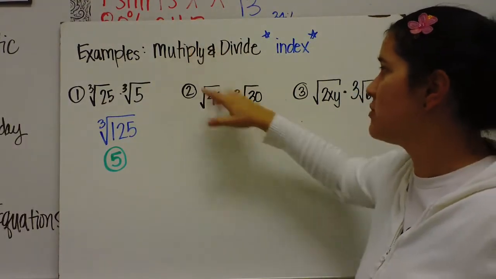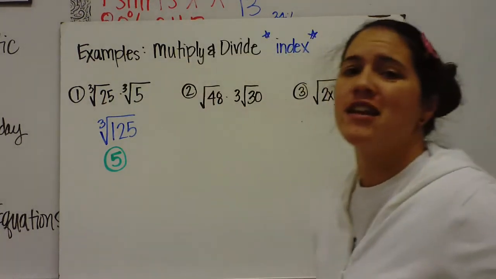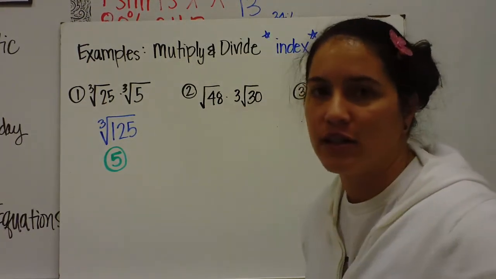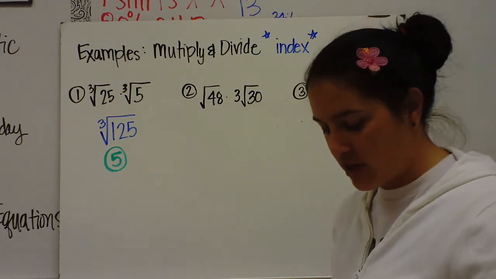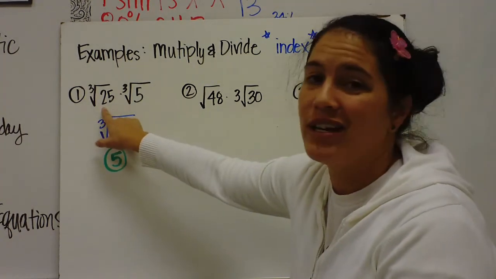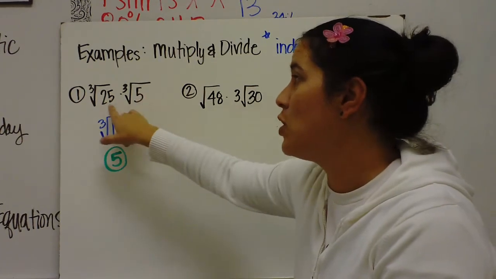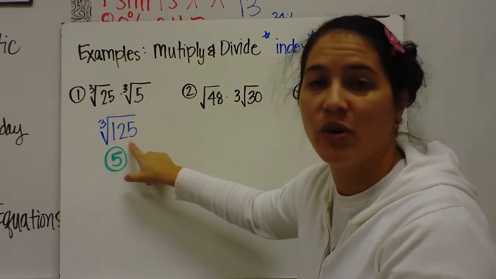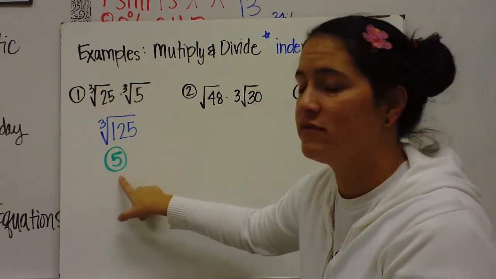Multiplying. Really, I'm just going to show you multiplying. Remember, your index has to be the same. The number under the radical doesn't matter as much, it just has to be the index. So on number 1, I've already done that one for you, and I showed you the cubed root of 25. We can't do the cubed root of 25, and we can't simplify the cubed root of 5, but when you multiply them together, you get 125.